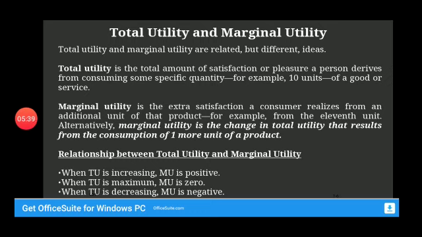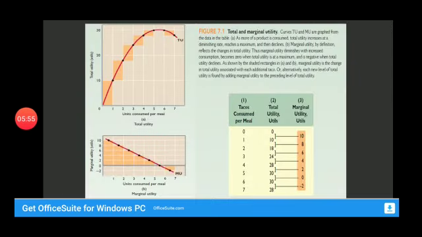Now, what is the relationship between total utility and marginal utility? When total utility is increasing, marginal utility is positive. When total utility is maximum, marginal utility is zero. When total utility is decreasing, marginal utility is negative. Look at this graph and the table.